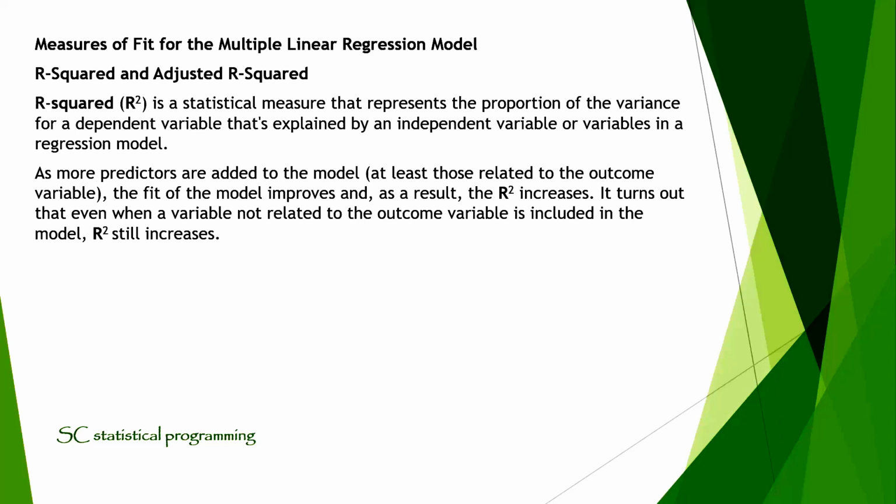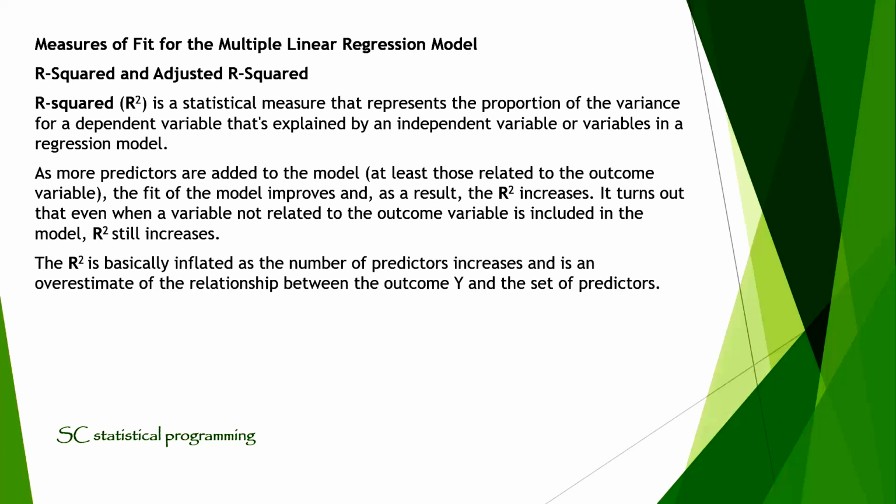It turns out that even when a variable not related to the outcome variable is included in the model, R-square still increases. The R-square is basically inflated as the number of predictors increases and is an overestimate of the relationship between the outcome y and the set of predictors.